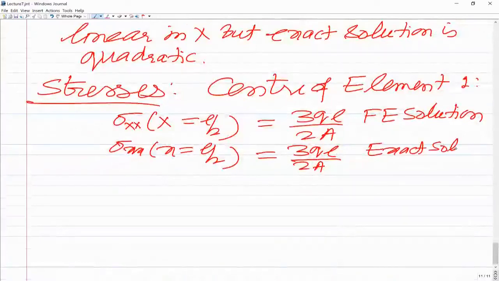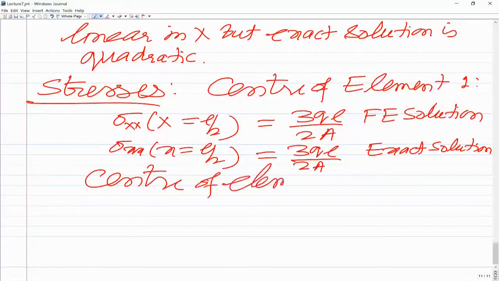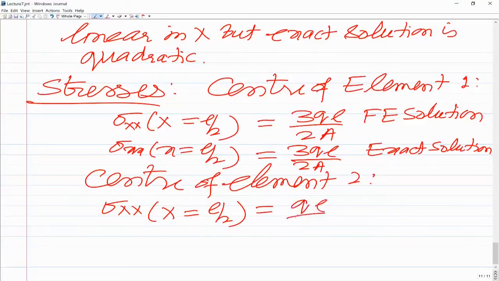But of course at the center of the element. And similarly, if I look at the center of element 2, I get sigma xx at x equal to, again for the second element, because this capital X is a local coordinate, L by 2, and we have already got this as QL upon 2A. So this is the finite element solution, the FE solution.